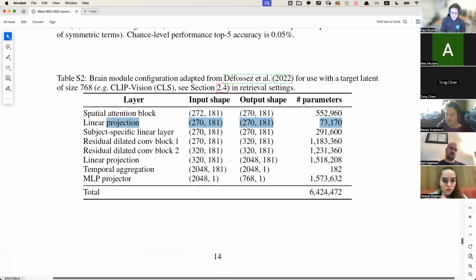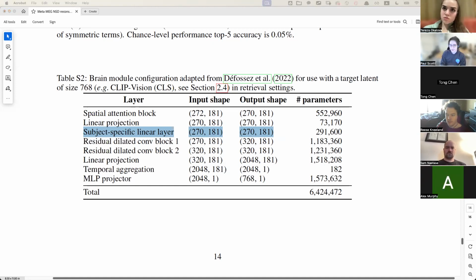And then there's a linear projector. And then there's this interesting subject-specific linear layer that I think is actually really cool. So unlike basically all of the fMRI reconstruction papers that were trained independently per subject, this is a single model that is trained across all of the subjects in their THINGS dataset, which is like 4 subjects. And so it's a single model that has subject-specific linear layers right here. So they are doing this kind of cross-subject model, which I think is really interesting.